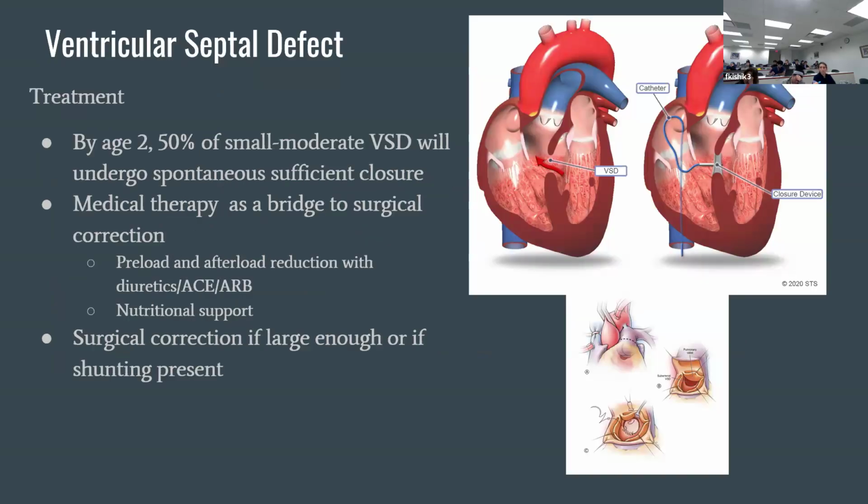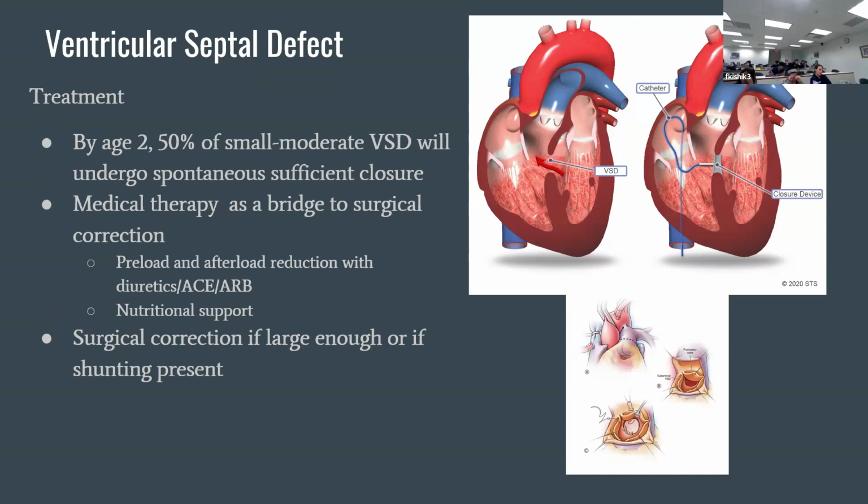Treatment. So by age of 2, 50% of small to moderate VSDs will spontaneously close, which is great. So usually if they identify someone has a VSD, they'll follow them with serial echoes until the age of 2 to give them a shot for it to close on their own.